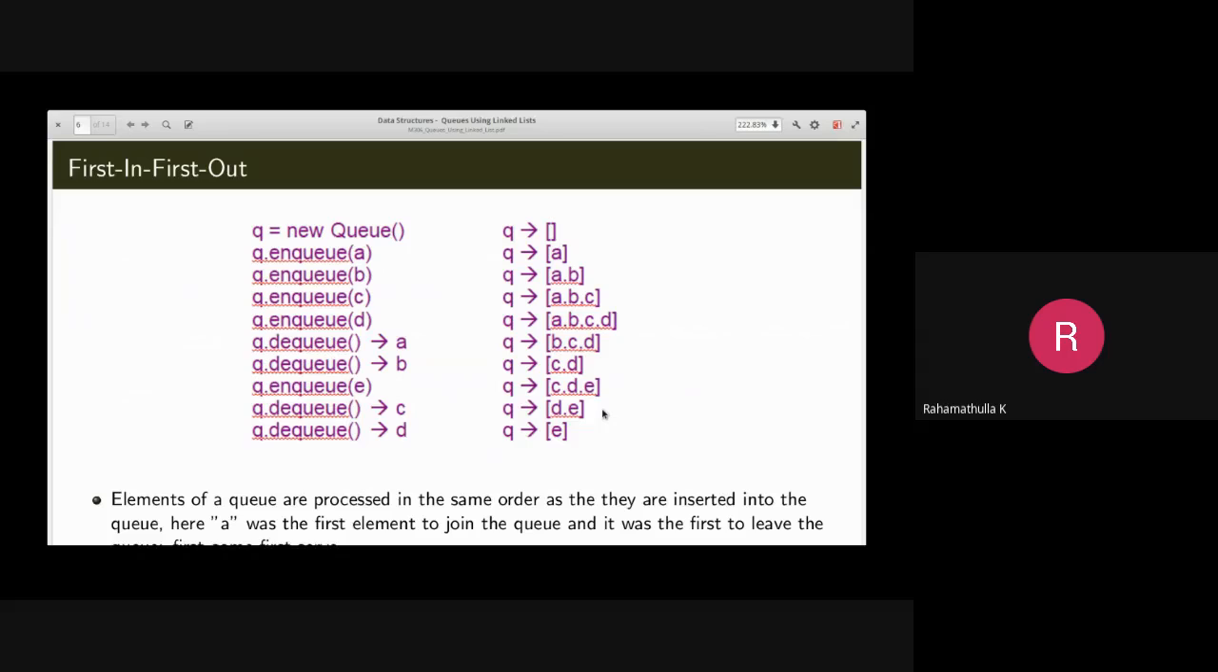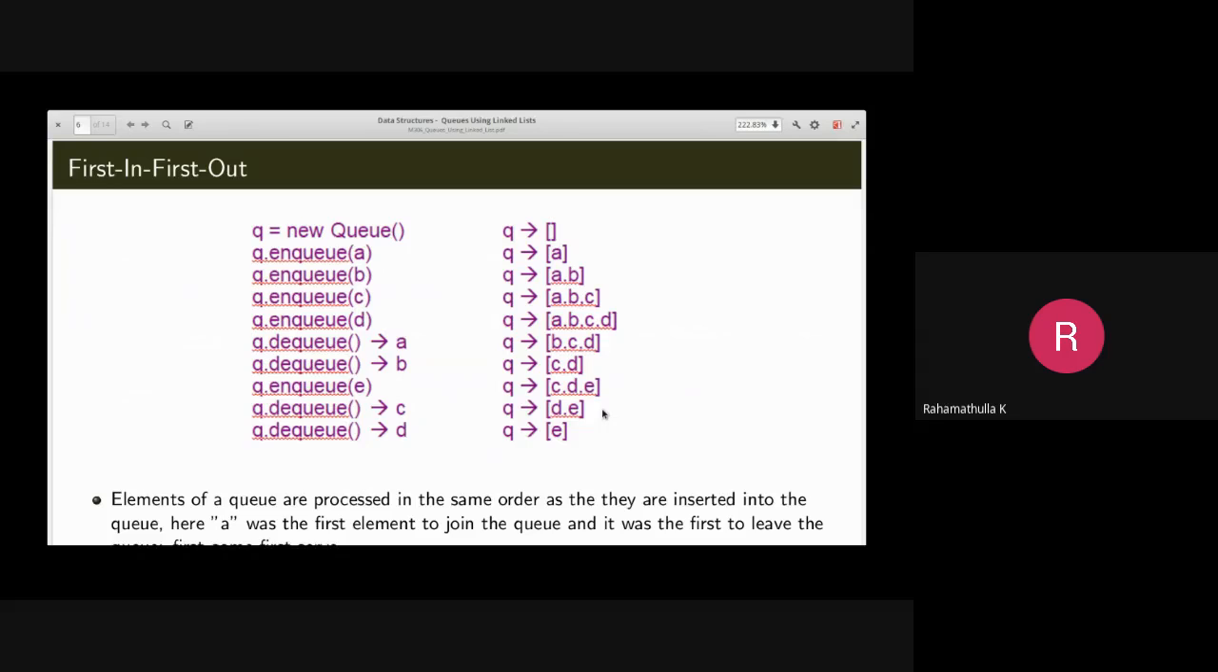This is how we insert and delete an element from a queue. Queue equal to new queue means you will be creating an empty list. Enqueue operation, you add A. Enqueue B, you insert one more element. Enqueue C, you insert one more element C. Enqueue D, you insert one more element D. So now the queue will be containing A, B, C, and D.